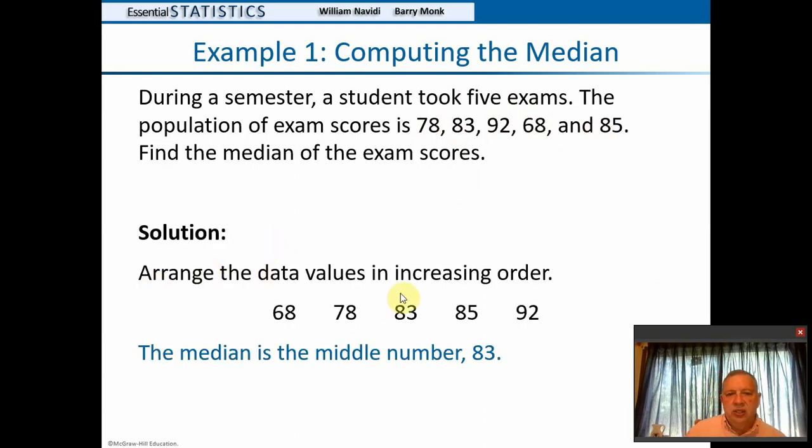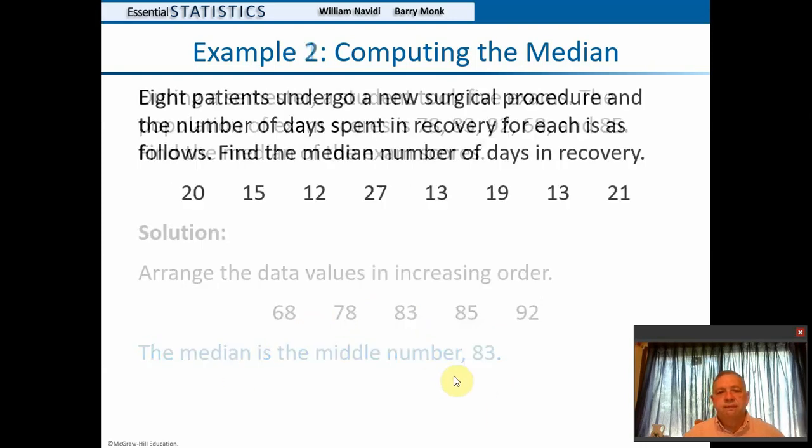So here it is, arrange the data values in increasing order. 68, 78, 83, 85, 92, they're ordered up. I've got 1, 2, 3, 4, 5. That's an odd number. So for an odd number, to find the median once it's ordered, just go to that middle odd person out, 2 above, 2 below. There's our 83. So the median is the middle number, 83.